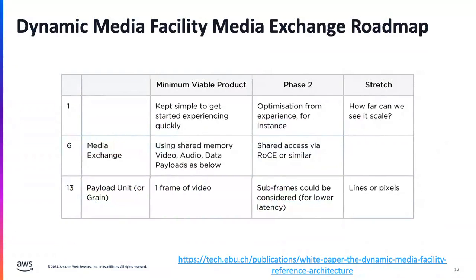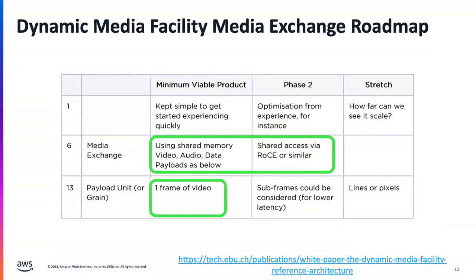And in their roadmap, in their dynamic media facility reference architecture, they talk about their minimal viable product, their phase 2, and their stretch goals. For media exchange, they talk about using shared memory for video audio data payloads, and maybe in phase 2, using shared access via RDMA over converged Ethernet, or some people say ROCE. And in the minimal viable product, they were talking about a frame of video, and then maybe in phase 2, move to subframes. So I think this is a good place to start.